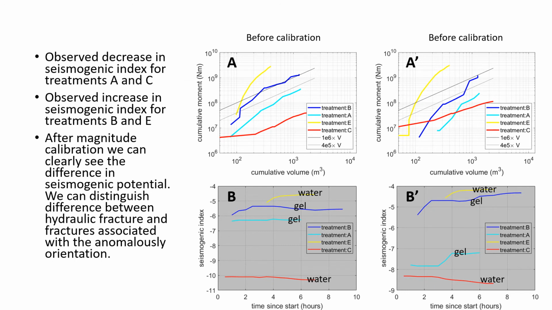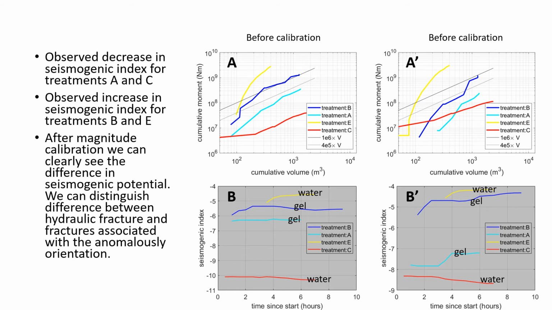So in our seismogenic index evaluation, we do see an observed decrease in seismogenic index for treatments A and C, and we observed an increase in seismogenic index for treatments B and E. What this means is that the larger the seismogenic index, the larger the probability of a significant magnitude event.